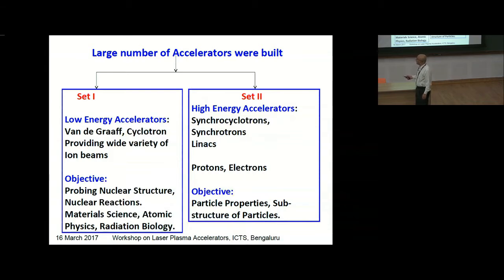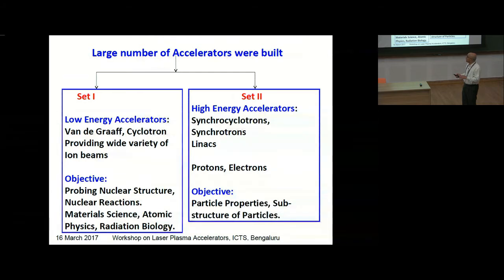And so you have these two sets of accelerators. Low energy ones are used for probing nuclear structure, studying nuclear reactions, in material science, modification of materials, atomic physics studies, and radiation biology. And the high energy accelerators are used for particle properties and the substructure of particles.